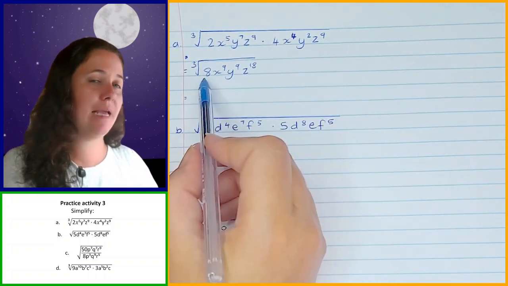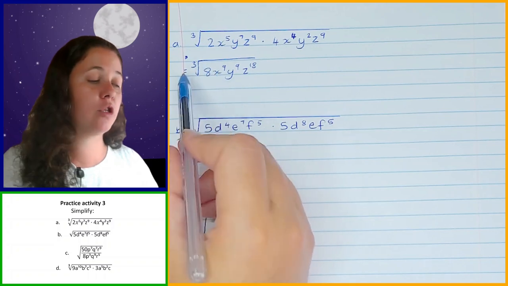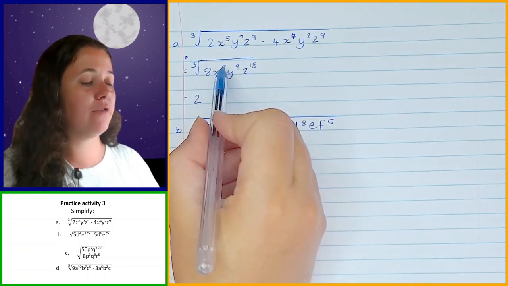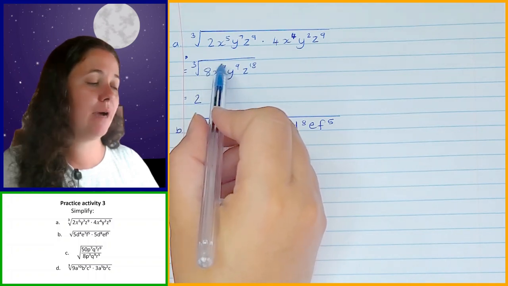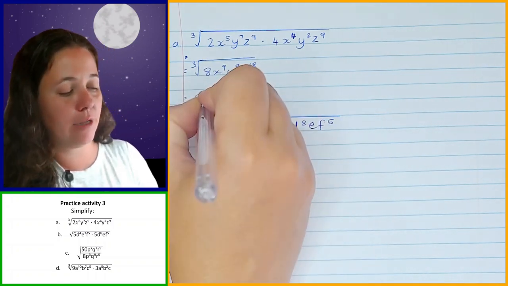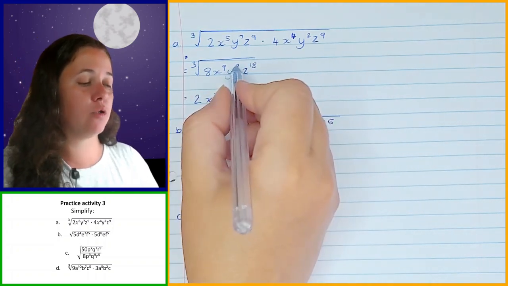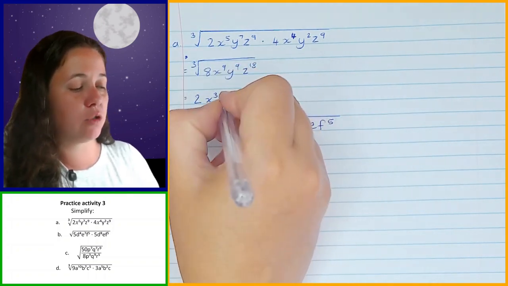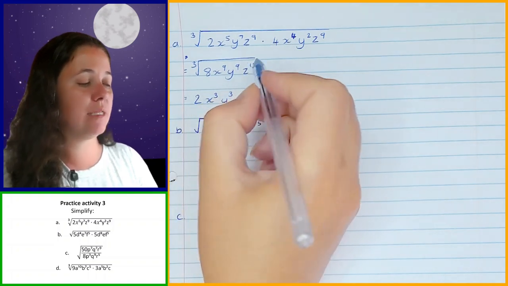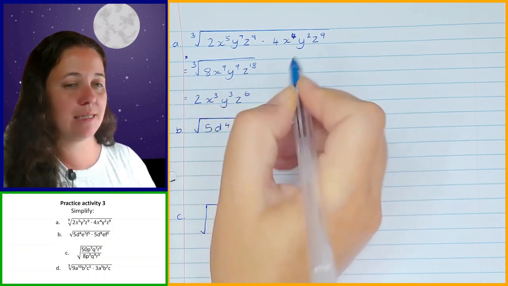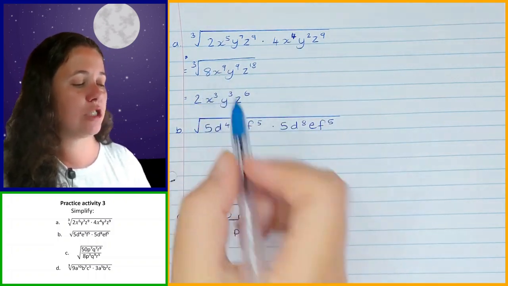So the cube root of 8, 8 is 2 cubed, so the cube root of 8 is 2. Then x to the power of 9, if I cube root that, I'm going to divide the 9 by 3 and that gives me 3. So x to the power of 3, or x cubed. Same thing with the y. It's also the power of 9 divided by 3 is 3, so y to the power of 3, or y cubed. Then I've got z to the power of 18, divide that by 3, and that gives you z to the power of 6. Okay, so that's question A.